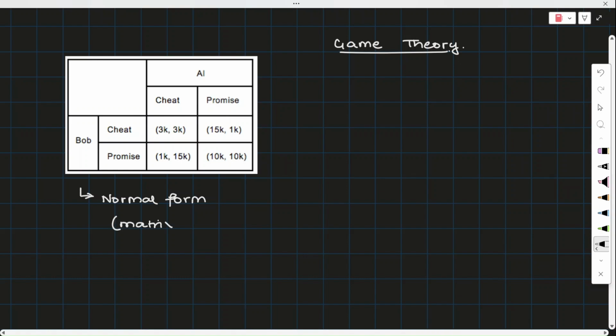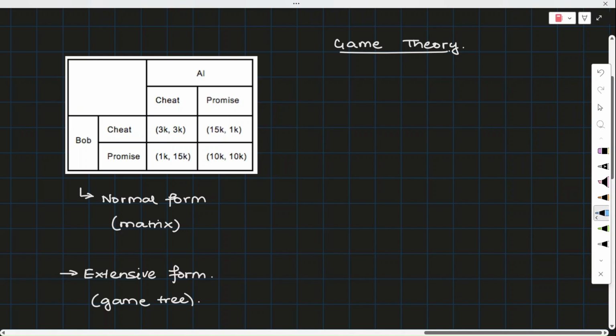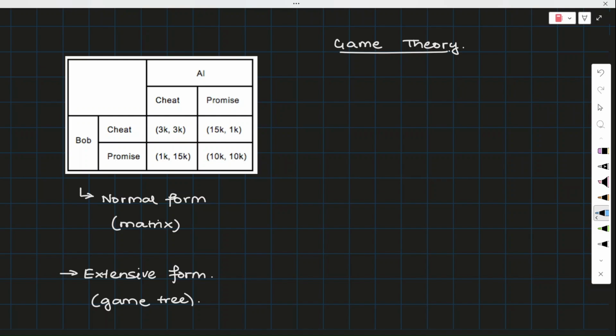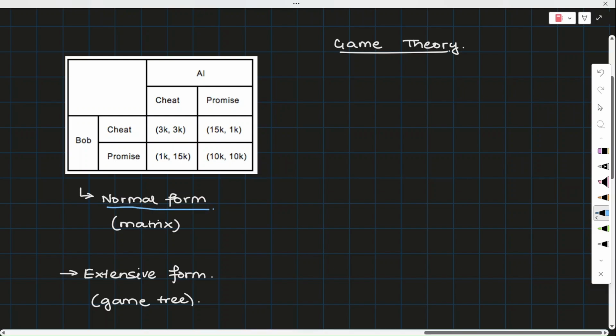Why I'm mentioning this is because we have something called an extensive form game as well, and that extensive form game we'll be discussing in a future video, but that actually involves something called a game tree and such. So basically, when you are studying a particular topic, it's always better to know about the allied concepts, things that can be related to it. Hence I just mentioned that this form of game is called a normal form game.